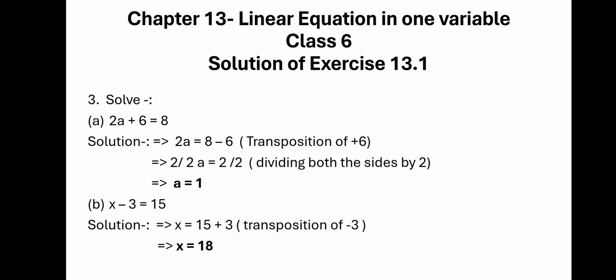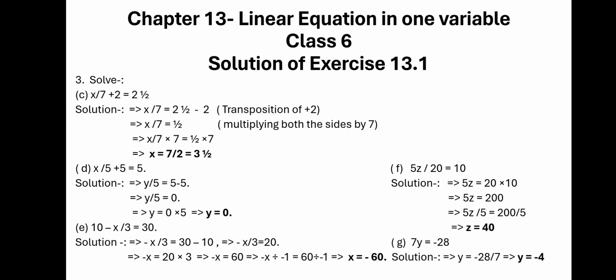So what we get is a equal to 1, because 2 ones are 2, so we get 1a, and 2 upon 2 means 1. So a equal to 1 is the solution of this equation. x minus 3 equal to 15. x is equal to 15 plus 3, transposition of negative 3 as positive 3. So x is equal to 18. That is B question we have done. Then the third, solve C question.